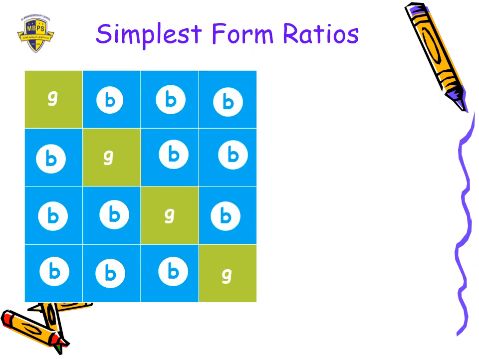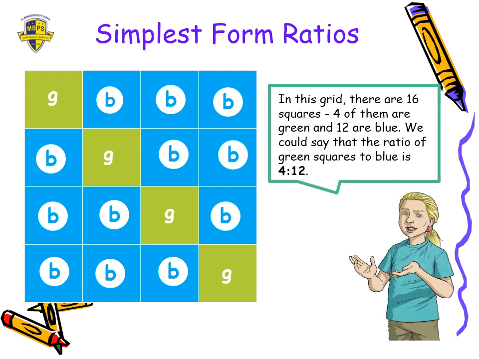Okay, let's solve this to know what we mean by the simplest form. What is the ratio of the green ones to the blue ones? How many green? Count. How many green squares? Good, there are 4. And how many blue? Excellent, 12. So the ratio now is 4 to 12.